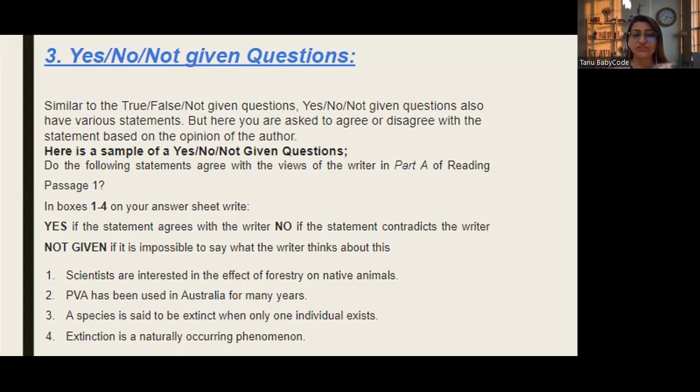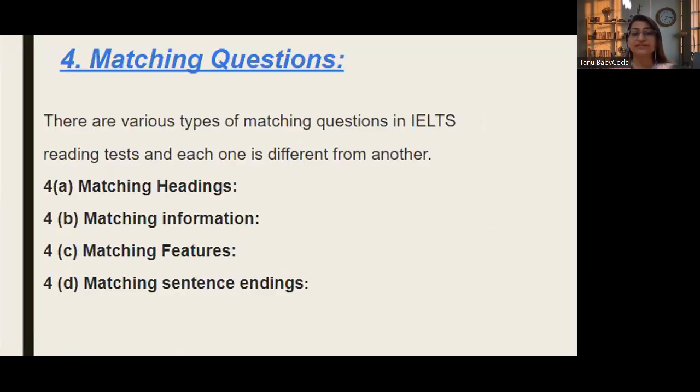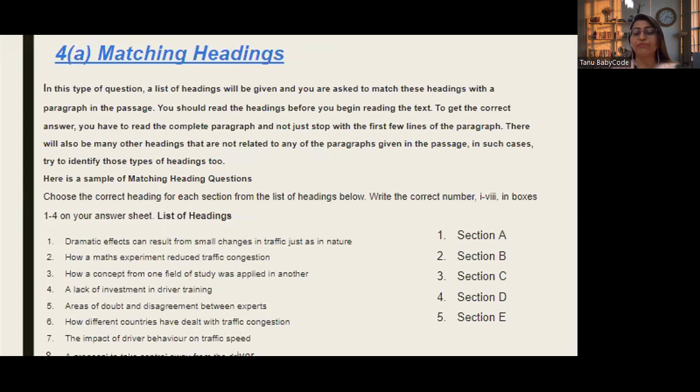Moving on, the next type of question is matching questions. Matching questions have 4 varieties. There are 4 types of matching questions in your IELTS reading module, and each one is different from the others. First one is matching headings. Second is matching information. Third is matching features, and fourth is matching sentence endings. So there are 4 types of matching. Let's discuss matching headings first.